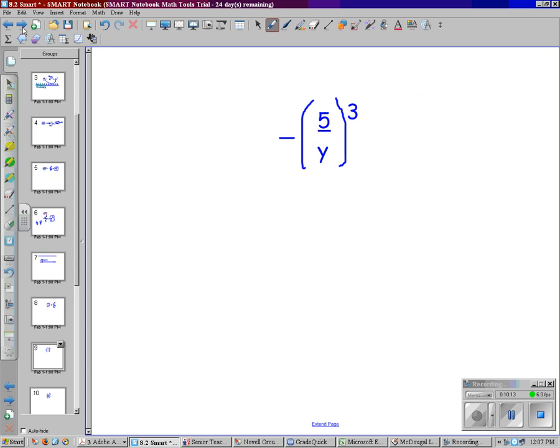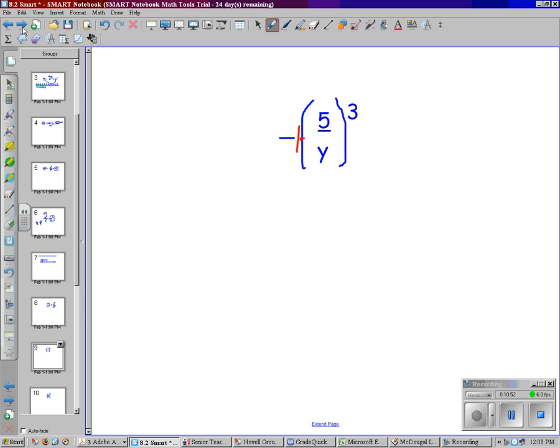Here I have negative 5 over y raised to the 3rd power. Is the negative being raised to the 3rd power? Yes or no? Is the negative being raised to the 3rd power, ladies and gentlemen? No, it is not. Think of this as a negative 1 times that fraction that we're going to have. So let's apply this 3 to the fraction. What's the fraction going to look like, first of all? Let's apply that 3 inside the fraction.